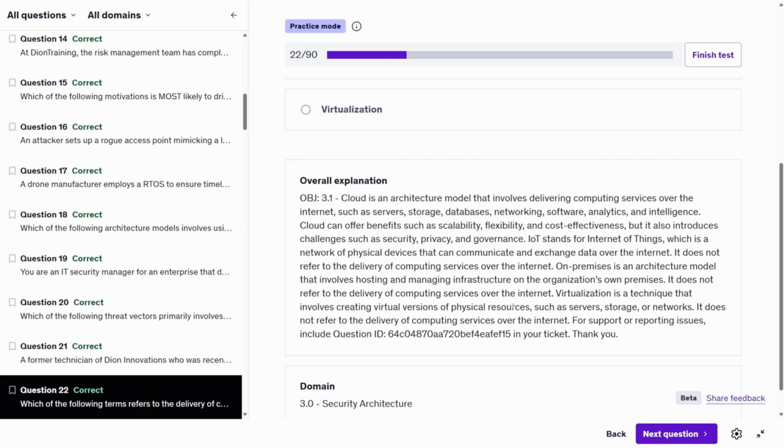IoT stands for Internet of Things, which is a network of physical devices that can communicate and exchange data over the internet. It does not refer to the delivery of computing services over the internet. On-premises is an architecture model that involves hosting and managing infrastructure on the organization's own premises. It does not refer to the delivery of computing services over the internet. And virtualization is a technique that involves creating virtual versions of physical resources such as servers, storage, or networks. It does not refer to the delivery of computing services over the internet.